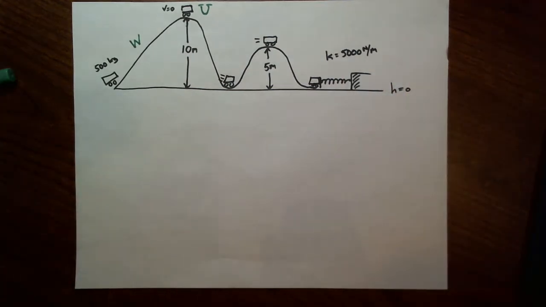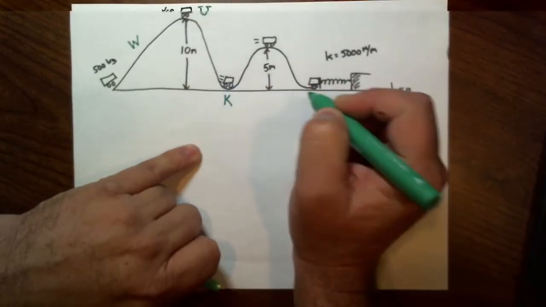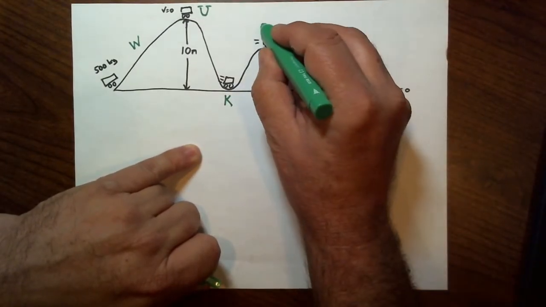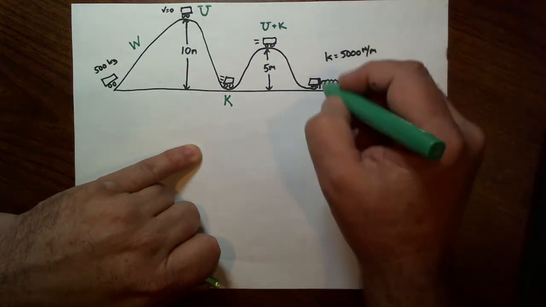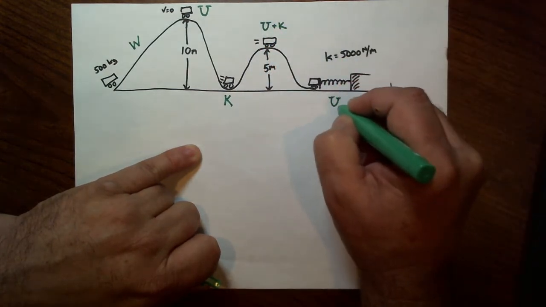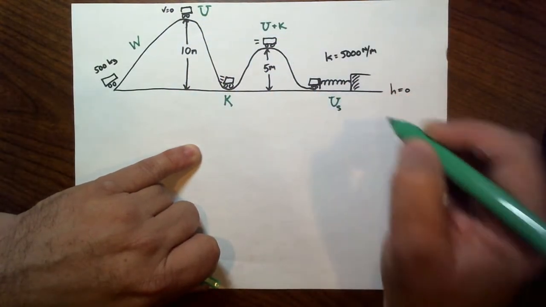Back to our analysis of energy, we have potential energy at the top. We have kinetic energy here at the bottom. And here we have a mixture of potential and kinetic, otherwise known as mechanical energy. And of course, we'll have potential energy when we compress the spring. So maybe I should mention that these are gravitational and this is spring.